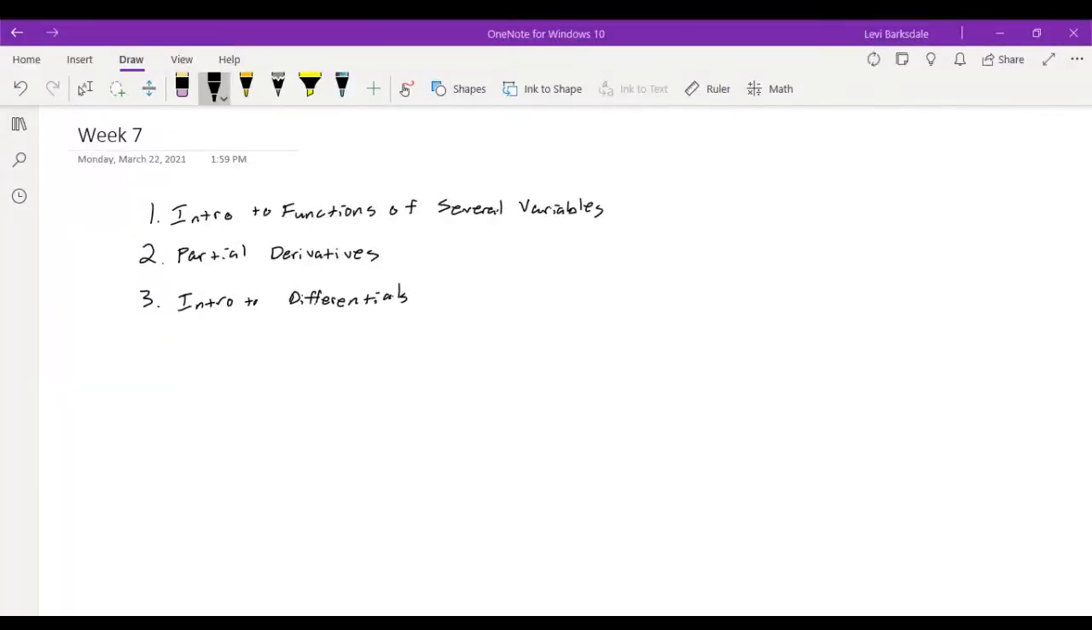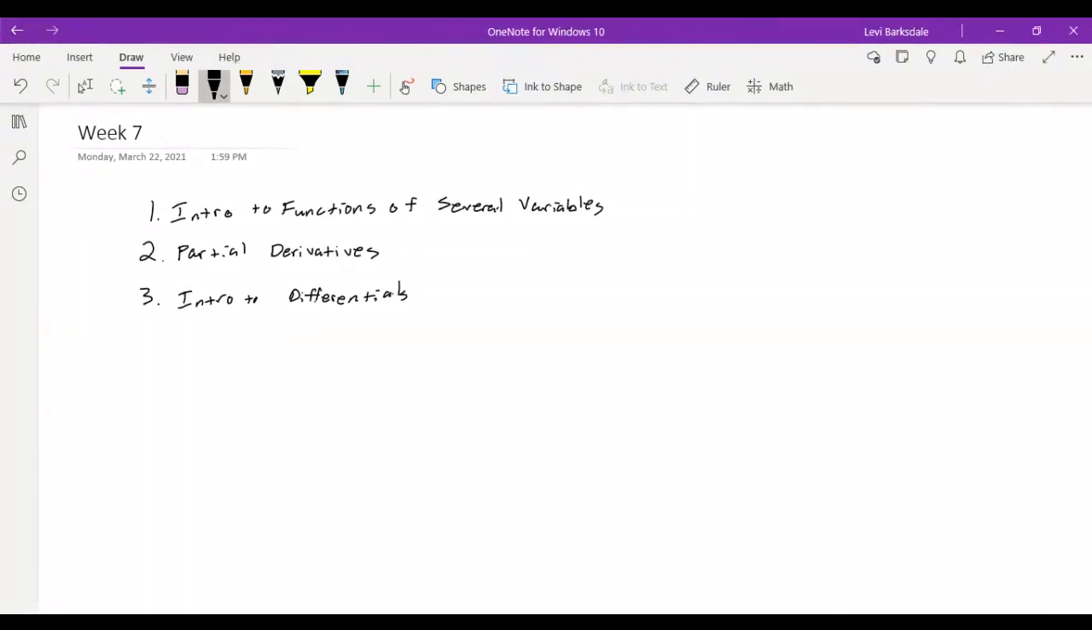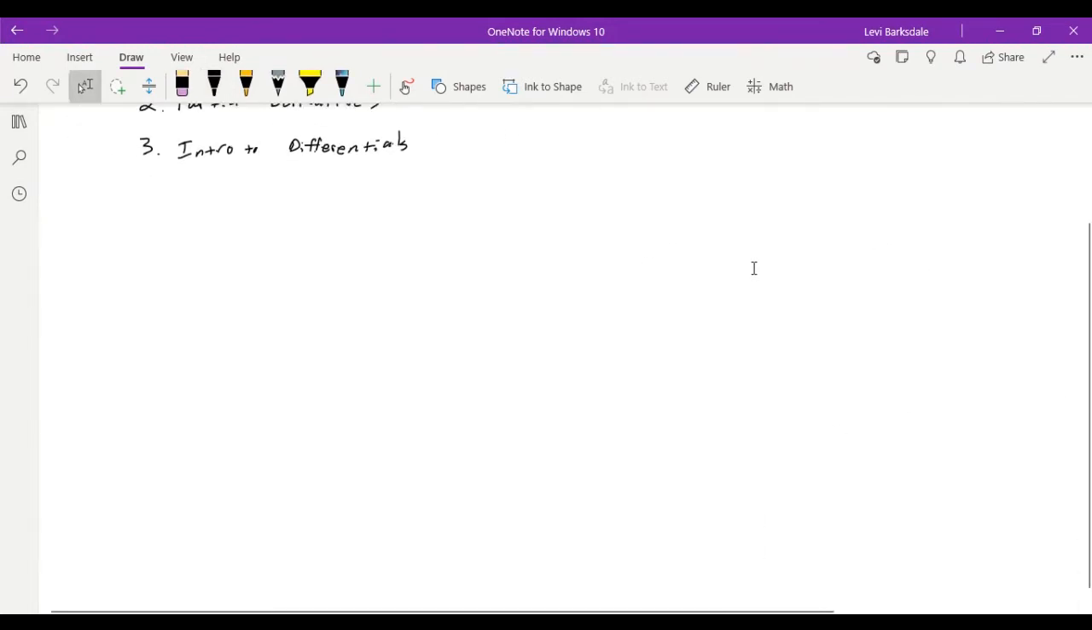All right, welcome to the Week 7 Math 2419 review. This review session will be covering, we'll just start getting into functions of several variables, and then we'll talk about some partial derivatives and intro to differentials, multivariable functions. So, first off, we can start by talking about what is a function of several variables. Well, a function of several variables, simply put, takes multiple variables as input.